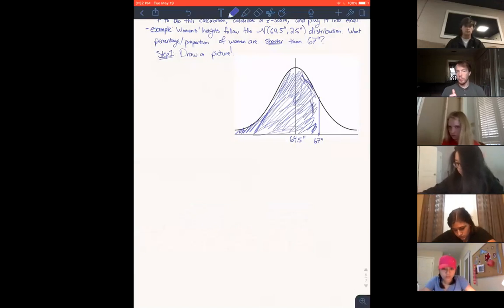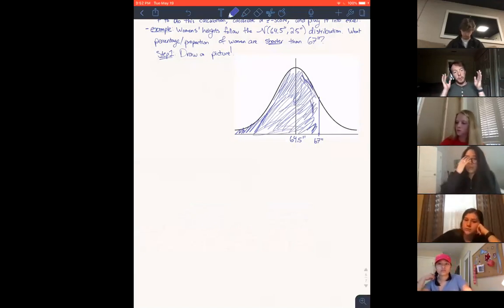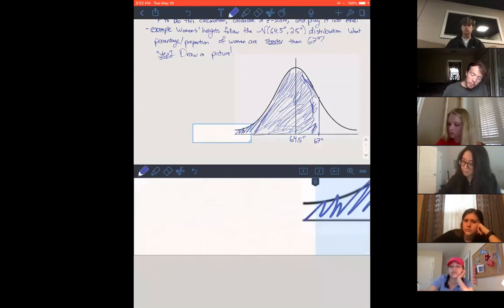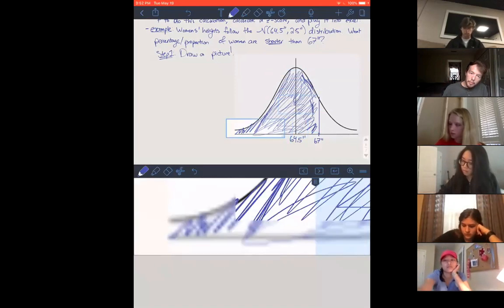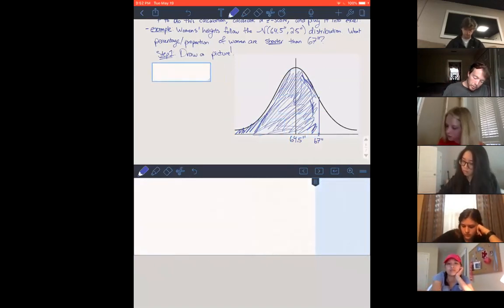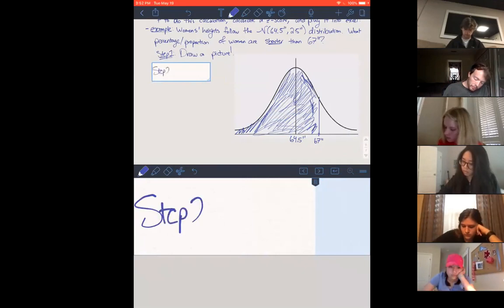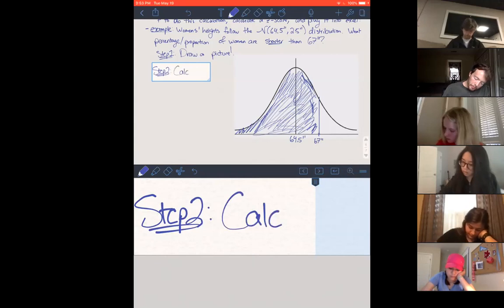You with me? Just like with our uniform, just like with our histograms, we want to know the proportion of people that show up in a given range. It's an area under the curve calculation. So this is our picture. We want to know this area right here. So step 2 is to calculate your z-score.